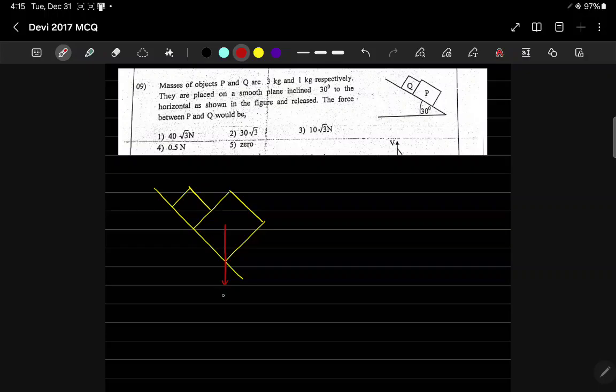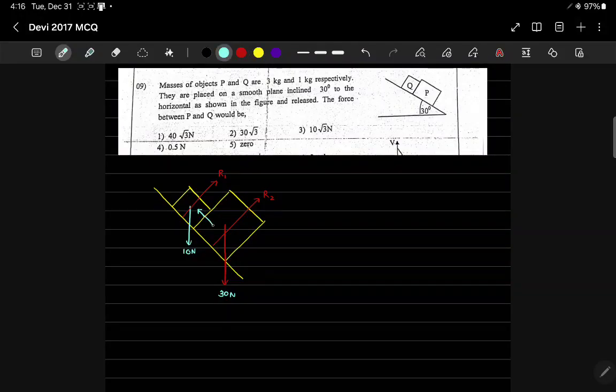So you have the weight of P, which is 30 newtons, because they have given us the mass as 3 kilograms, and you have 10 newtons. You have the normal reaction forces, which should not be very important in this question, but let's draw them. And you have to draw the internal forces. These are not external unbalanced forces, these are internal forces. This is the force they are actually asking us in the question.